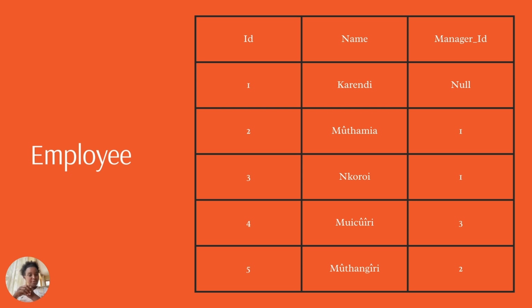Under them, we have 2 employees. We have ID number two, Mudhamia, and ID number 3, Koroi. They both report to Karindi. And right below that, we have two more employees. We have Muisoeri, ID number 4, who reports to Nkoroi, ID number 3. And then we have Modangiri, ID number 5, who reports to Mudhamia.